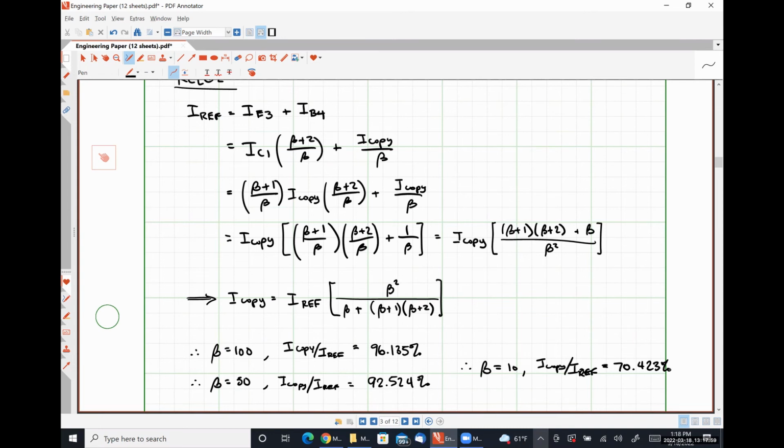The next circuit that we are going to analyze, the Wilson current mirror, rectifies this problem.